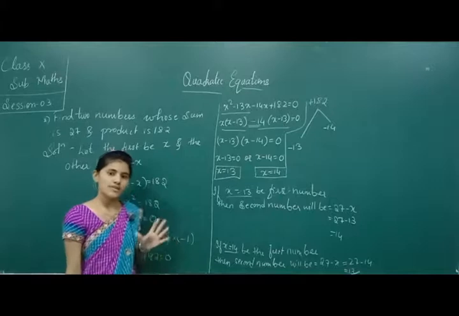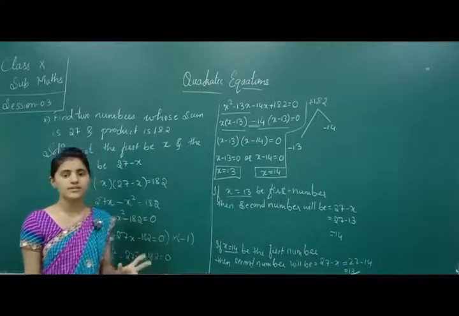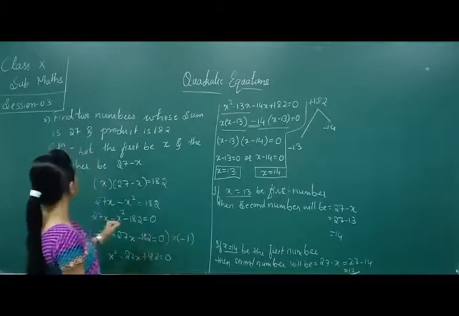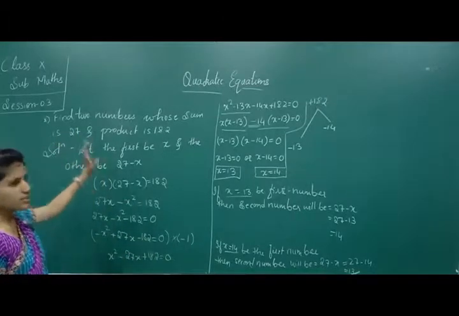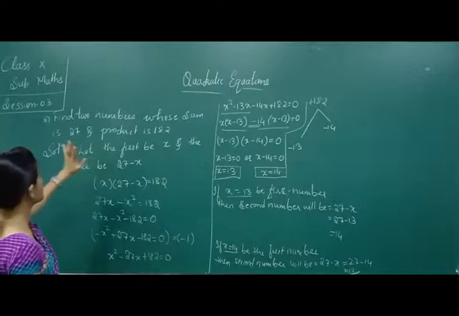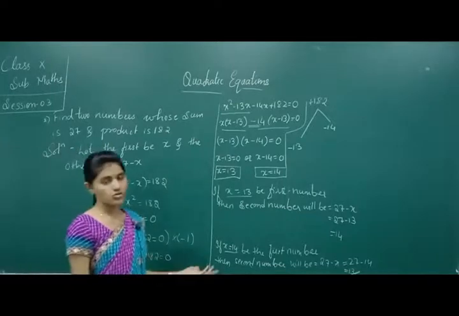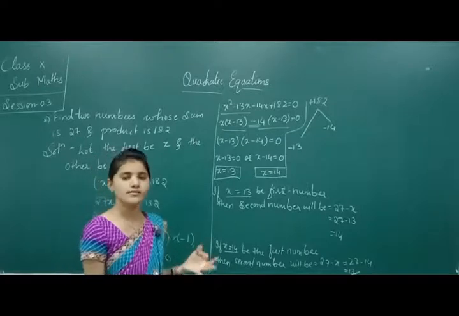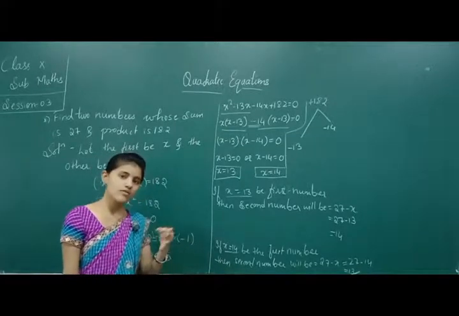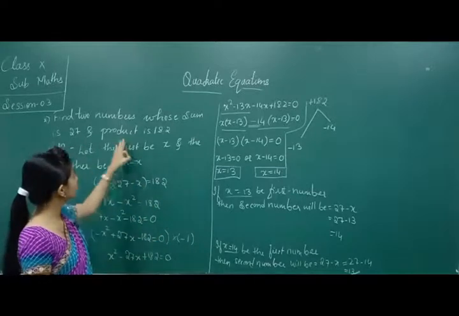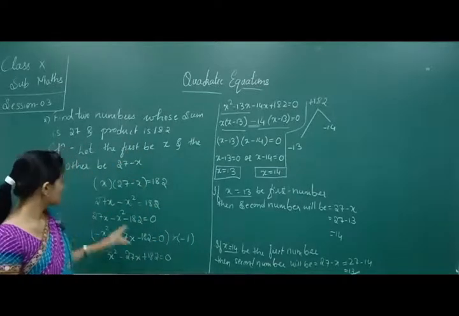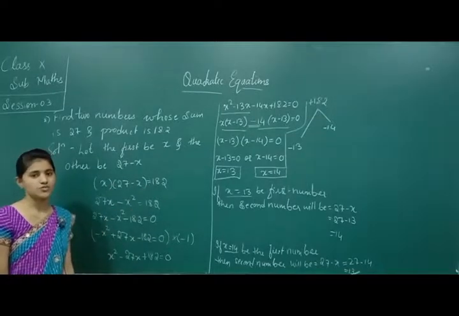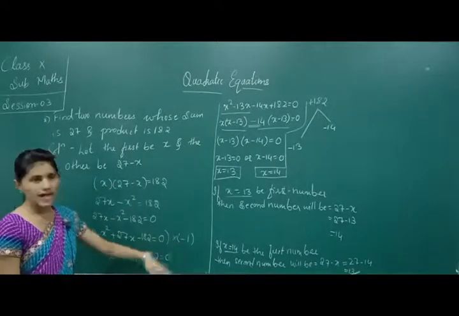So here the important thing is to convert the given condition into a quadratic form. See, very simple. What had they given? Find two numbers whose sum is 27. We did not know the two numbers. That's why we considered the two numbers as x and 27 minus x. Now what is the second condition given? They gave its product is 182. So we wrote x into 27 minus x is equal to 182, and then factorized, as we have already solved.